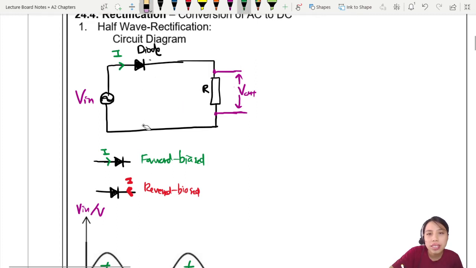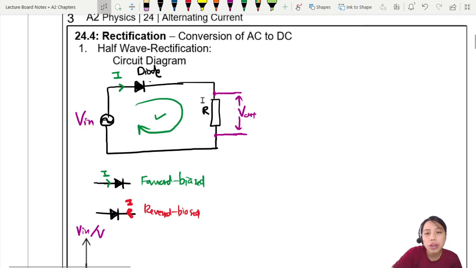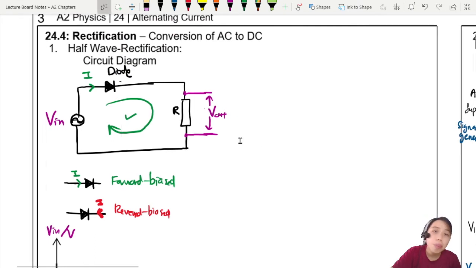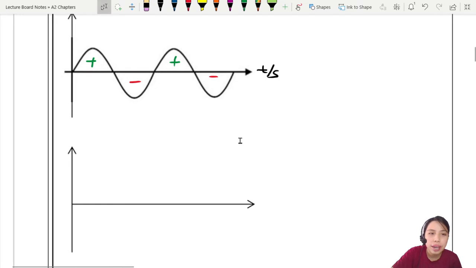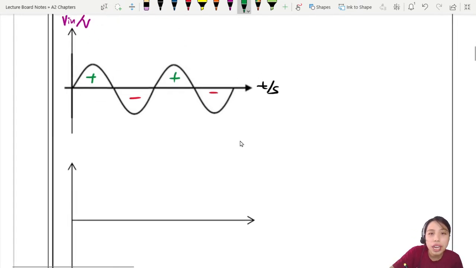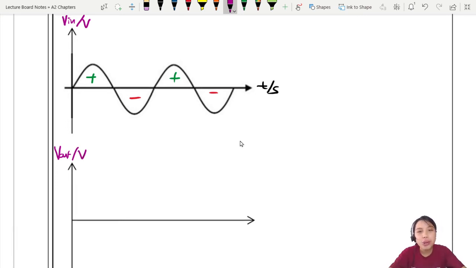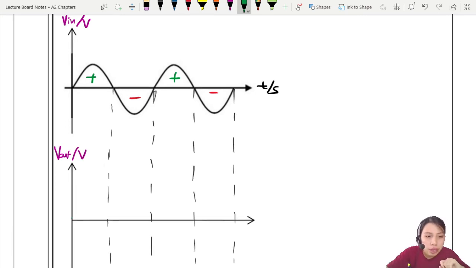Whoops, wrong color. Green color. Only can flow this way. Anything backwards cannot already. So when you draw the output voltage across this resistor, it's going to be chopped off. The negative parts will be chopped off. So down here, you see, this is your input. Let's draw the output voltage. So output is going to be chopped off a little bit. So the positive part is a go. Sure, please pass through. Negative part, no go. Positive part, go. Negative part, no go. So your current will just be this part where the diode allows it to go through.